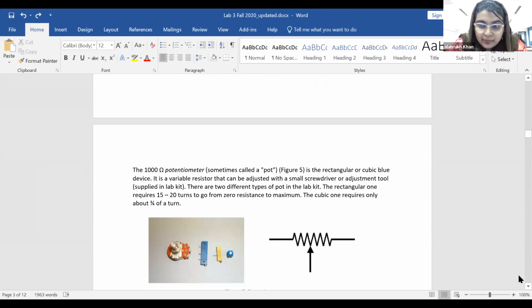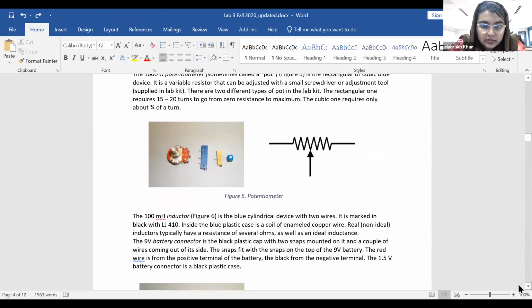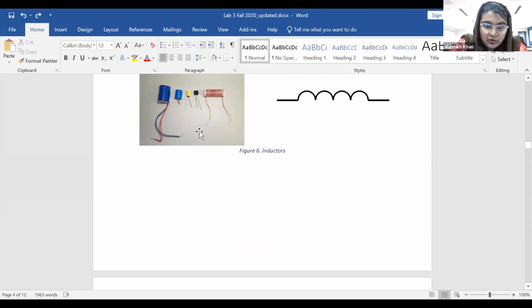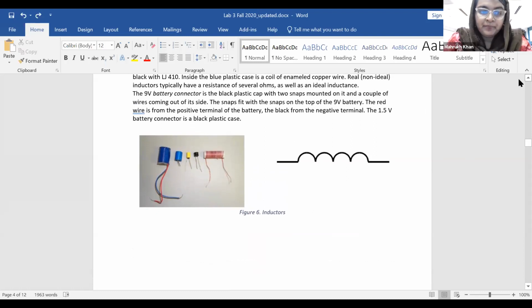So there are some potentiometers. Potentiometers are variable resistors. They have three legs, one is the changing leg, and they come in all kinds of shapes, and you can change them by turning their knobs. Then there are inductors. They look like that, and there are some inductors with turns, where we can see their turns, and there are inductors in which we cannot see the turns. Then there is a 9-volt battery connector that we have.